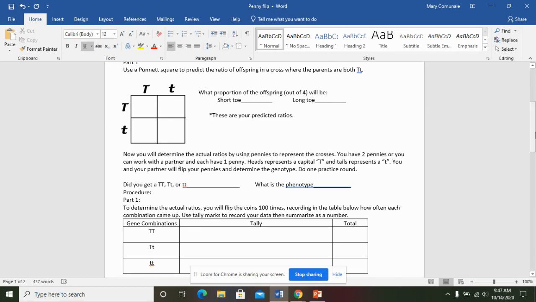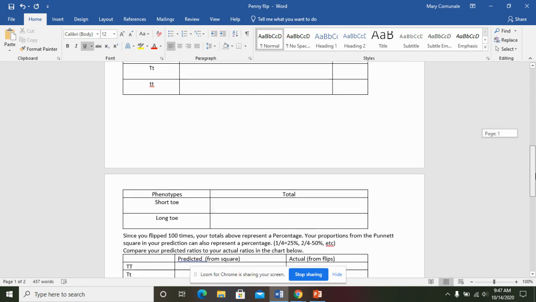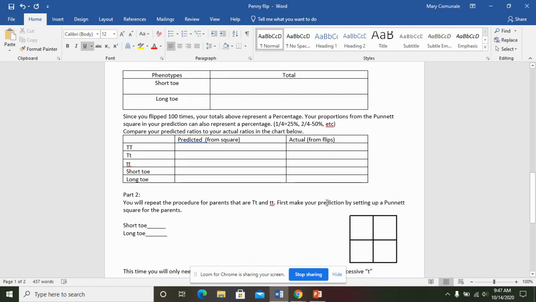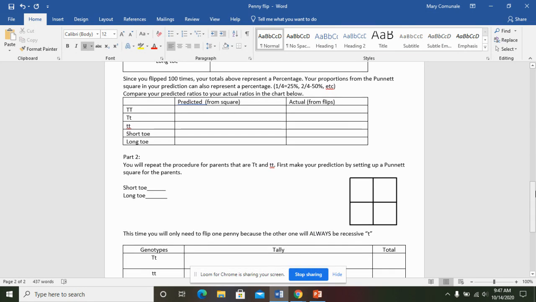So you did a Punnett square up at the top here. What was your ratio for your proportion versus what you actually got? So you only have one square to do. Keep that in mind. It was one square you did at the very top.